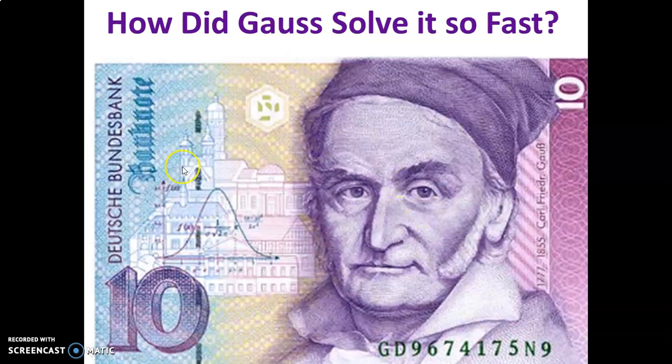This is Gauss, by the way, on the old German Deutschmark note. That's how famous he is in Germany. Very famous mathematician and scientist.